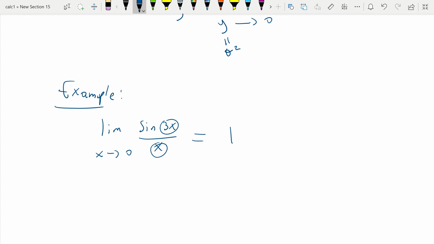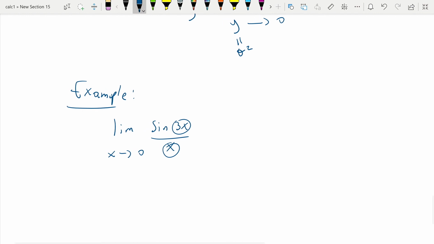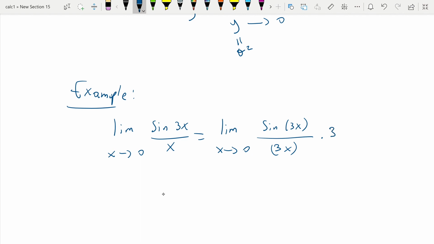This is, however, completely incorrect. What I said is that we need to have the same thing inside the sine as in the denominator. So the correct way of going about this is to write the limit as x approaches 0 of sine of 3x, and we want the same thing in the denominator, so we write 3x as well. Now we have 3x inside the sine and 3x in the bottom. But this is not what we had at the beginning, which was x. So to make it equal to that, we multiply by 3. The 3's cancel out, and we just get sine of 3x over x.